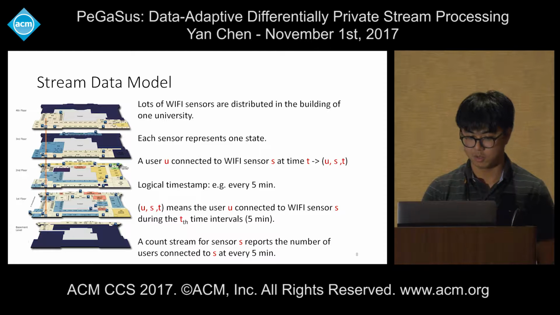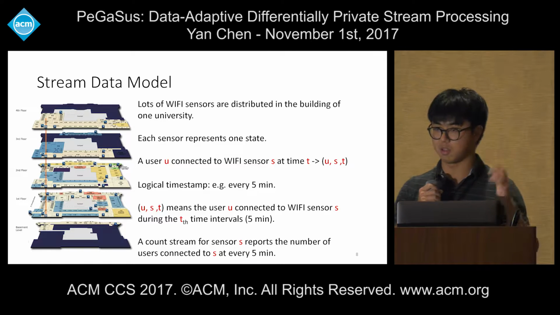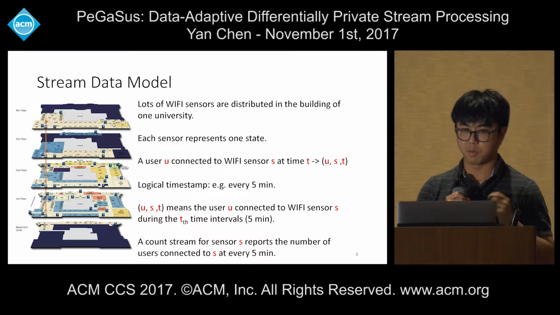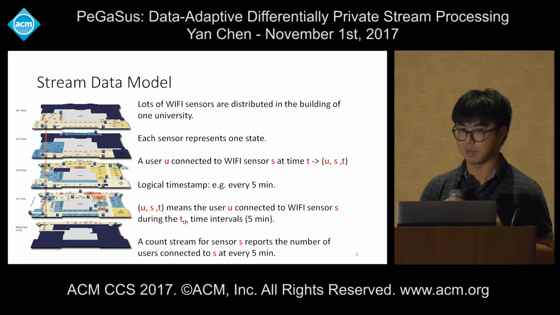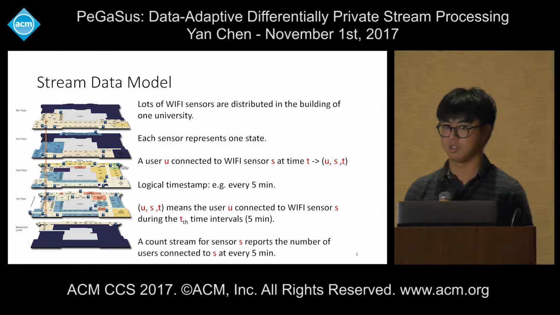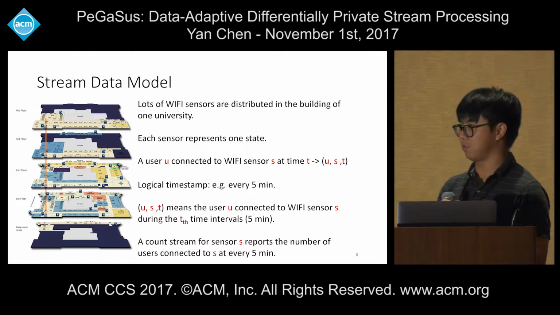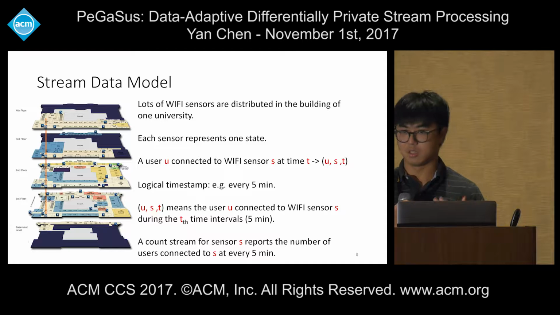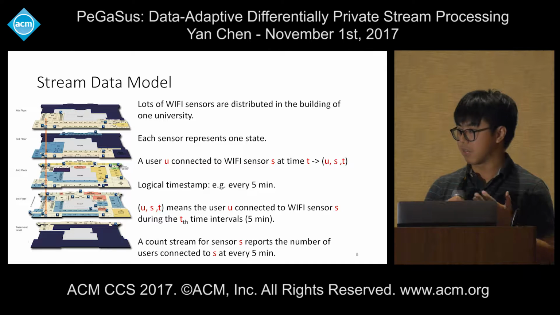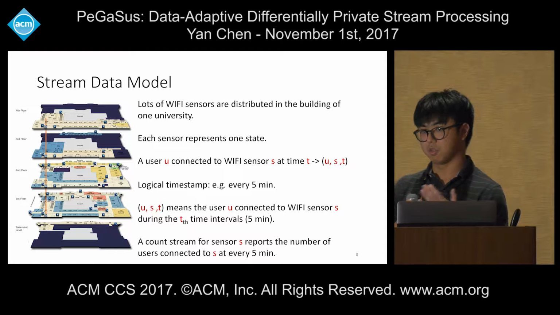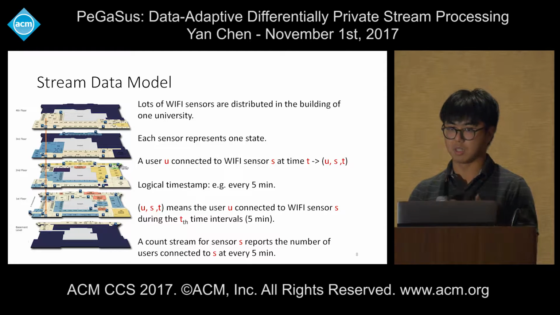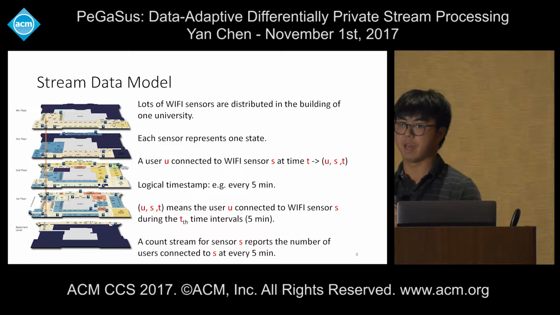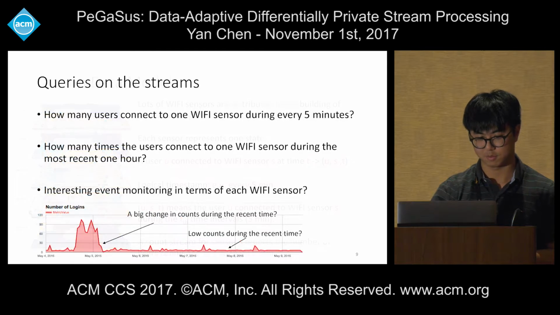Here is an example. Suppose a lot of Wi-Fi sensors are distributed in a building. Then each sensor represents one state. If a user u connected to Wi-Fi sensor s at time t, we generate one tuple (u, s, t). In order to use a logical timestamp, suppose we set the time interval to be every 5 minutes. So (u, s, t) means that user u connected to Wi-Fi sensor s during time interval t. We can derive the stream for each sensor s, which reports the number of users connected to the sensor during every 5 minutes.